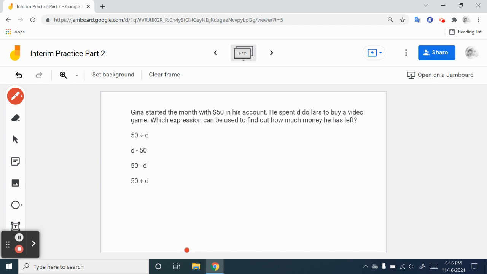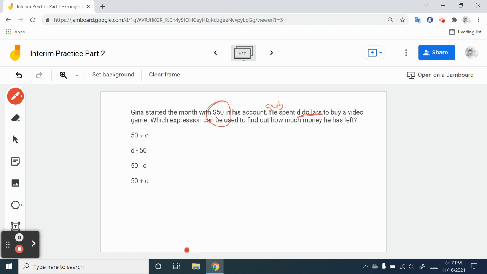Number 6, Gina started the month with $50 in his account. He spent $D to buy a video game. Which expression can be used to find out how much money he has left? Okay, so I have to figure out which one of these would help me figure this out. So if he starts with $50 and he spends $D to buy a video game, he started with 50 and he spent D. So he's just taking D out. So that would just be subtraction.